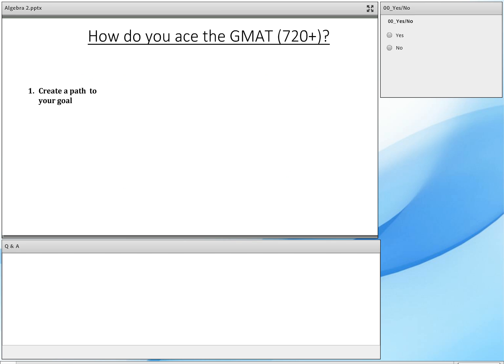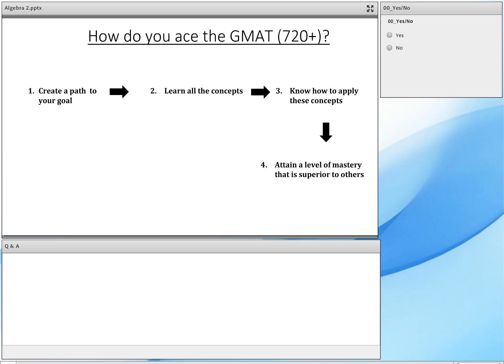Now, to compare these methodologies, let's set a baseline on how you ace the GMAT. To get a score of 720 or higher, the first thing you need to do is create a personalized path towards your goal. A very, very important step, a step that a number of you don't do. Then you need to make sure that you learn the concepts that you don't know. Then you need to learn how to apply those concepts, another step that is skipped by a number of you. And finally, you need to confirm whether you have attained the level of mastery that you actually need in order to score 720 or that 95 percentile. Or in other words, can you perform better than 95% of the test takers? That's something that you need to confirm before you go ahead.